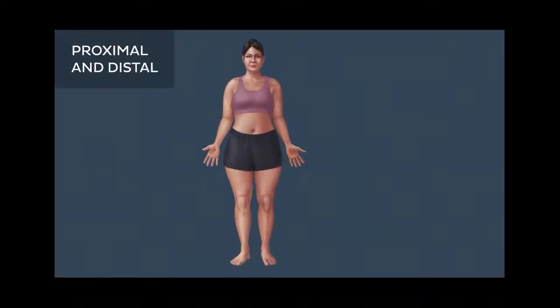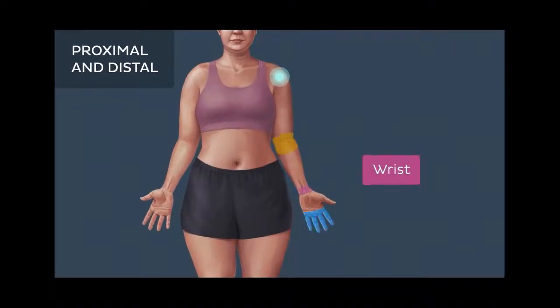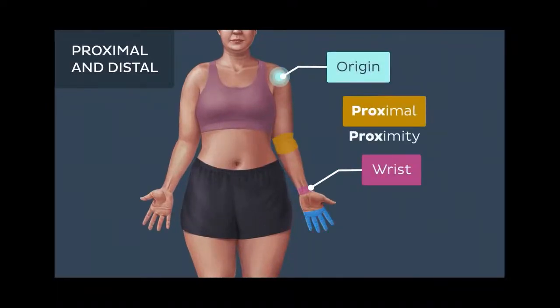Next in our arsenal of terms are proximal and distal. Distal means that it is away or distant from the trunk or the point of origin of a certain structure. Proximal means that it is closer or in proximity to the trunk or point of origin. So we can say that the elbow joint is proximal to the wrist joint and the fingers are distal to it.